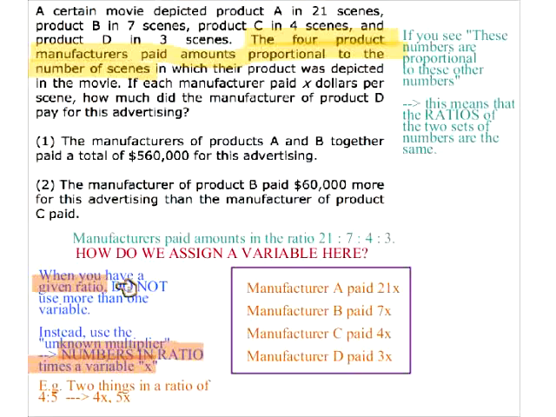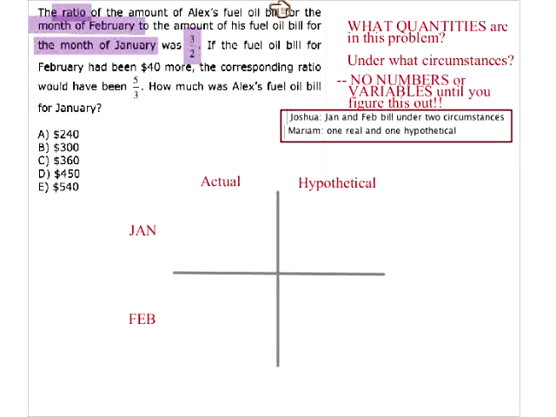So in the case of this problem, 3x and 2x. The actual fuel oil bill, sorry, that's backwards, 3x is February. February to January is 3 to 2. So again, just to review, when you have a given ratio, like here we have a given ratio of 3 to 2, do not use two variables. Just use 3x and 2x. That's what we call unknown multiplier in our strategy guide.